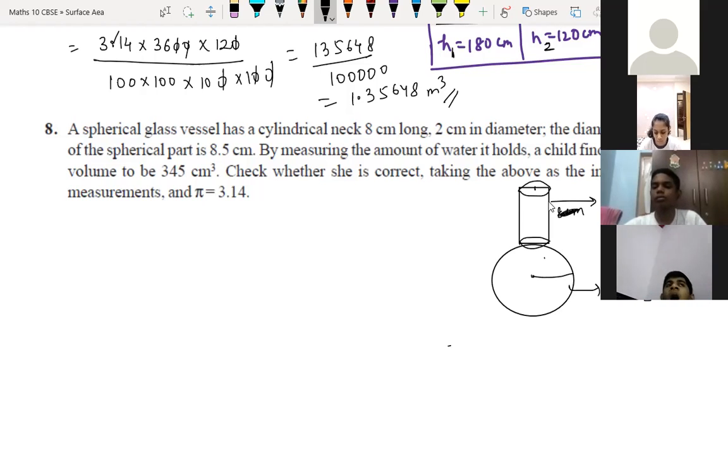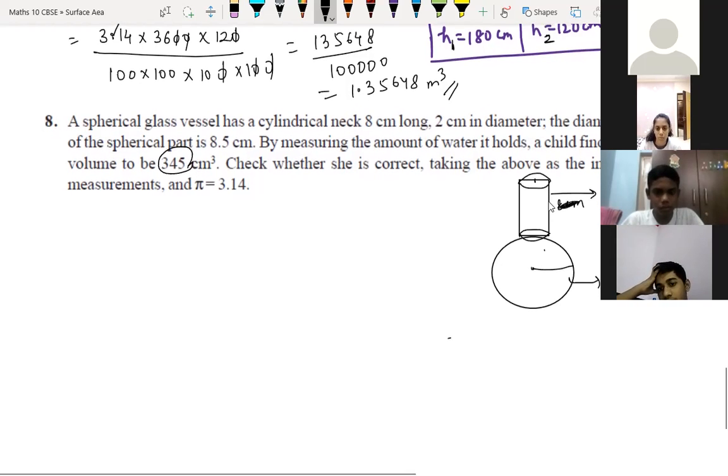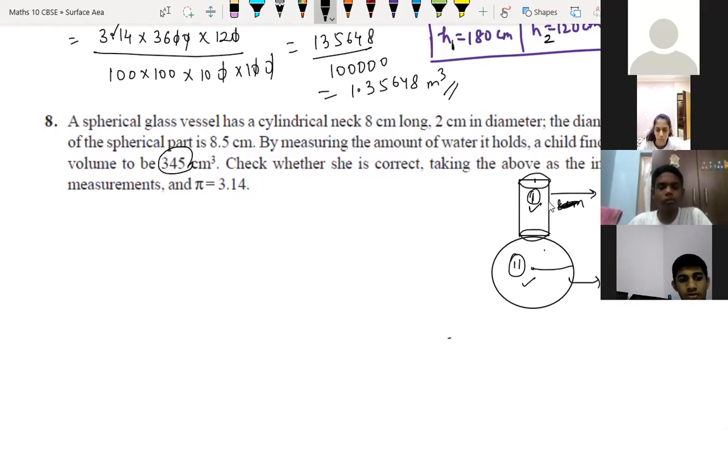By measuring the amount of water it holds, a child finds its volume to be 345 centimeter cubes. It means you can find the volume by adding the first one and second one volume. This is first, this is second. If you add the volumes, what should you get? 345 centimeter cube. So sir, I think that is not correct.